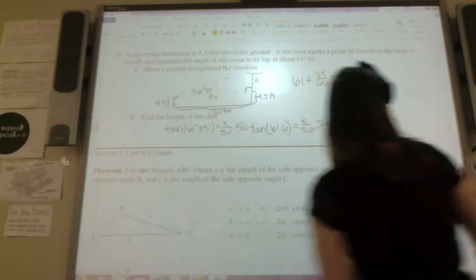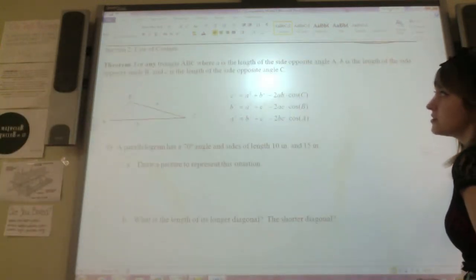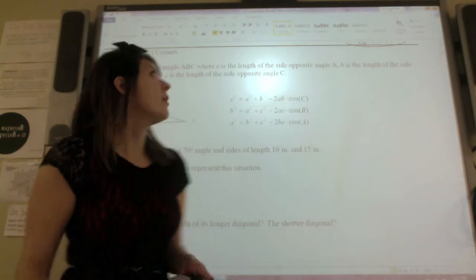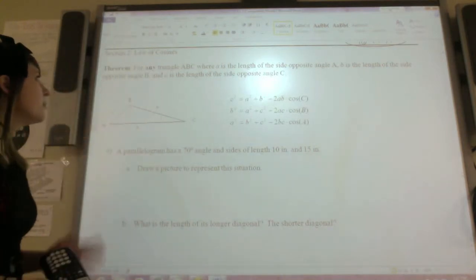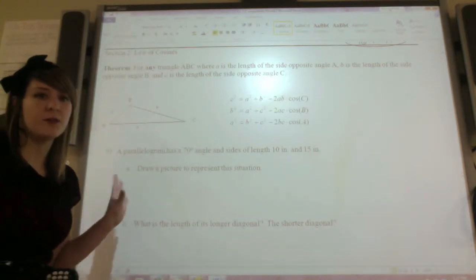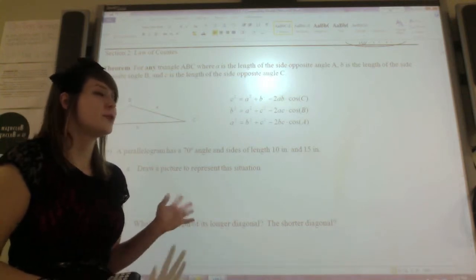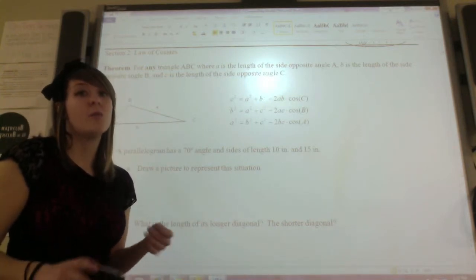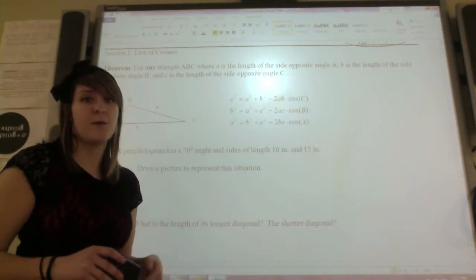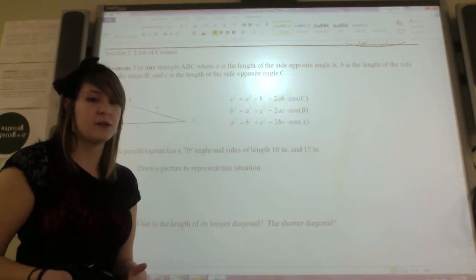Alright, that's everything for section 1. Section 2 is on the law of cosines. So section 1 is just kind of an overall review of our right triangle trig, SOHCAHTOA. It's what happens when you have right triangles. But in section 2, we start talking about what happens when you don't have a right triangle.